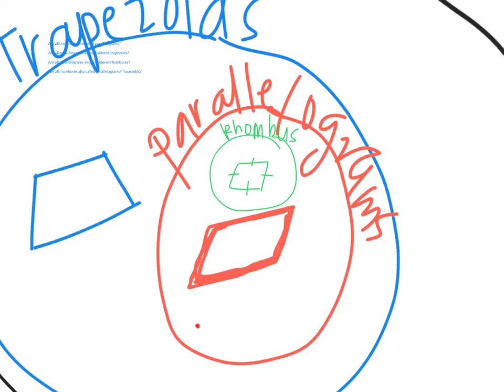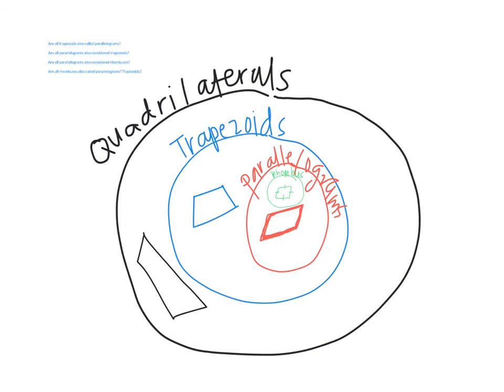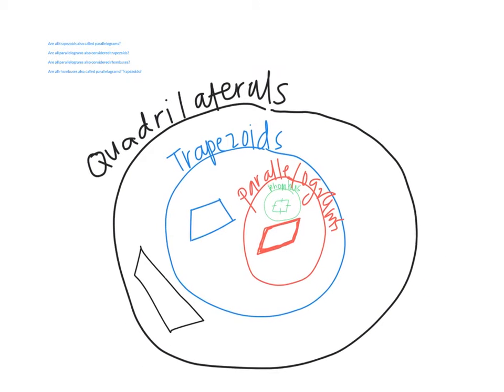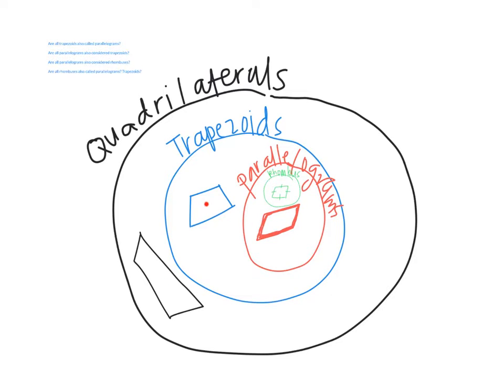But are all parallelograms also inside your trapezoid circle? Are they? Yes, because all parallelograms are also trapezoids. And then are all trapezoids also quadrilaterals? But are all quadrilaterals, like this one out here, also trapezoids?